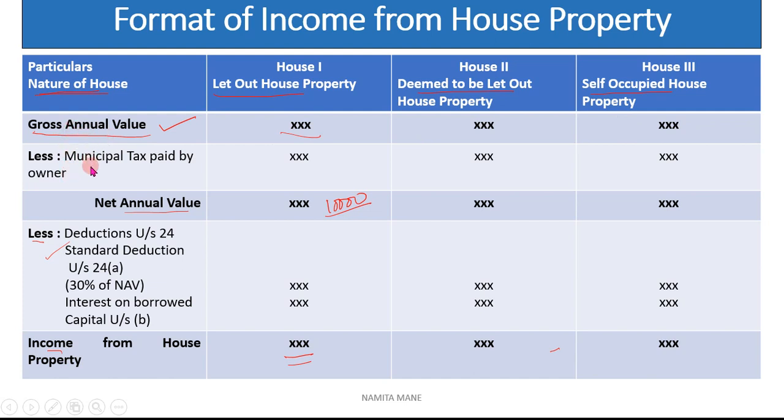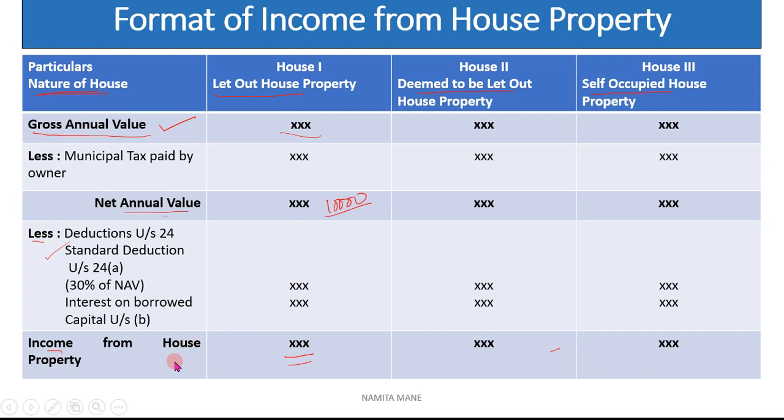First is annual gross value. From annual value, you have to deduct municipal tax paid by the owner. Then after you deduct, you will get the amount as net annual value. Then deduct the standard deduction under section 24.